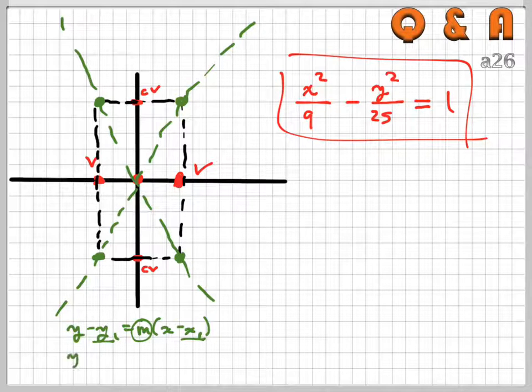So we have y minus 0 equals m. Let's not write the m. X minus 0. Okay. Now, what's our m? Do you guys remember how to find that? You count the slope? I do. You just need 2 points. Good, I'm glad you do.